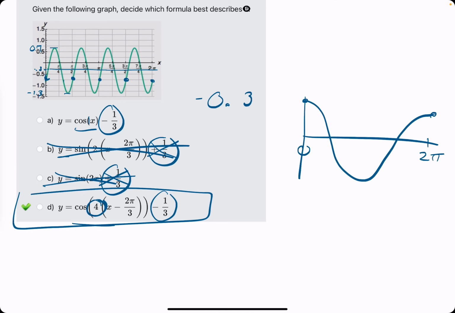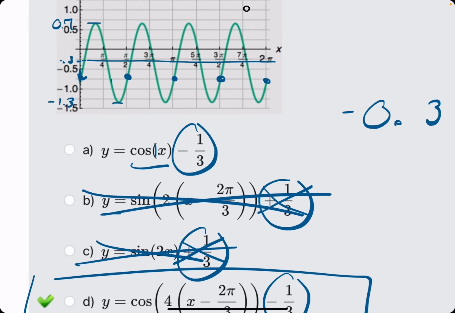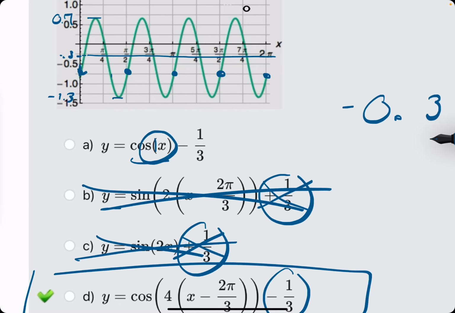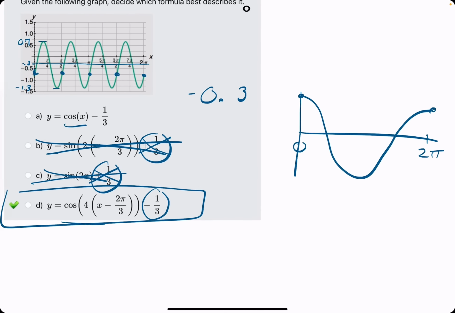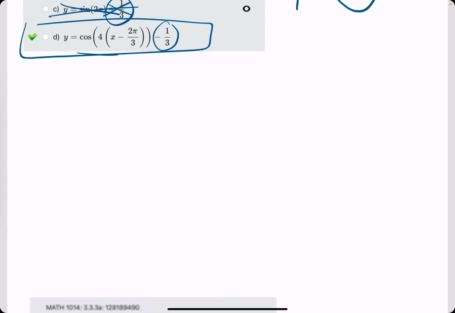Basically, if you see a lot of oscillations, that's how you know there's got to be a multiple in front of the x, as opposed to just cosine of, say, 1x, because you'd see a lot less curvature, a lot less oscillation in that case. Let's do 2 more.